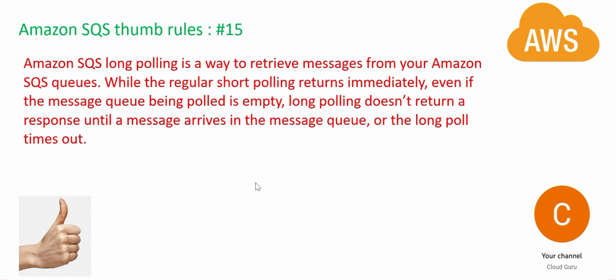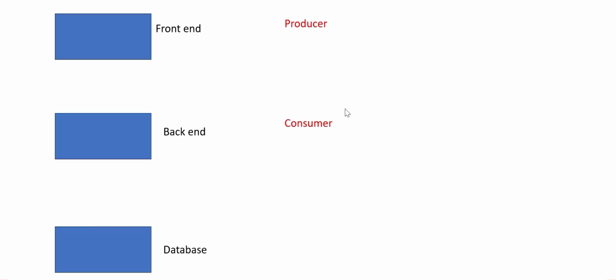Now a very important topic from the exam standpoint is long polling. This is definitely asked in the exam, a very important topic. So what is long polling, what is short polling? That is important. Suppose this producer sends a message to the consumer, okay, now the consumer is trying to poll and see, do I have a message in the queue? So this consumer will constantly keep polling that message queue and see, do I have a message?